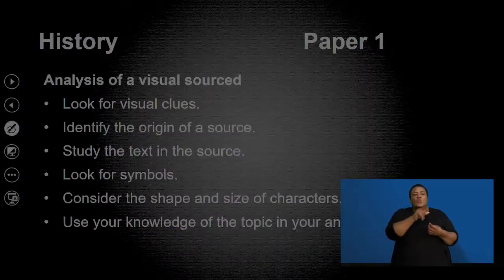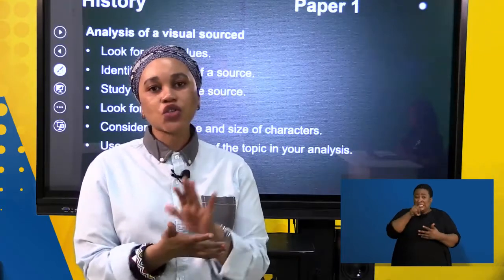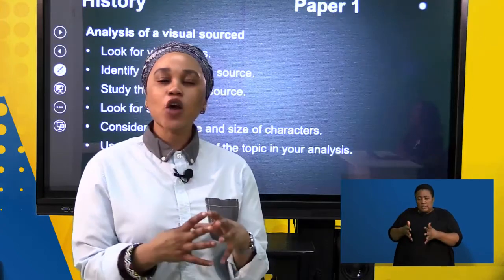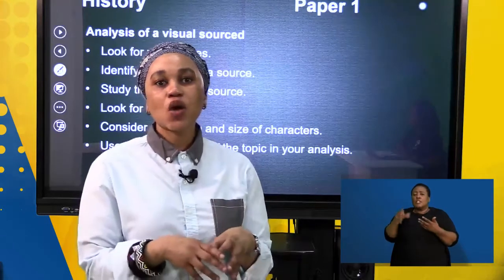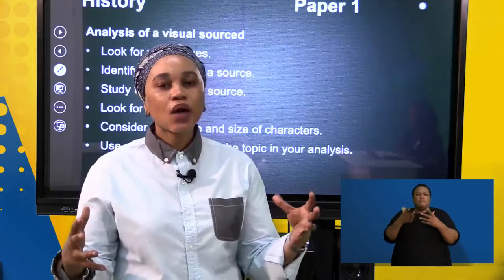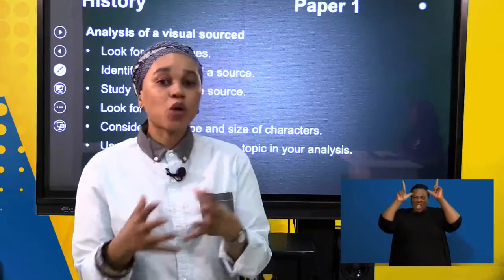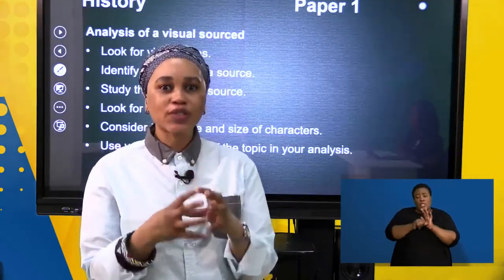Okay. And then you also need to consider the shape and size of the characters. So this applies more specifically to cartoons. Because again, remember I told you that a cartoon is drawn by a cartoonist to convey a particular message. So if maybe a cartoonist wanted to show that this one leader of a country or this country was a bully, they're likely to show them as very big or show them as evil to show that they were bad people or they had bad intentions. So it's very important to look at all those symbols.